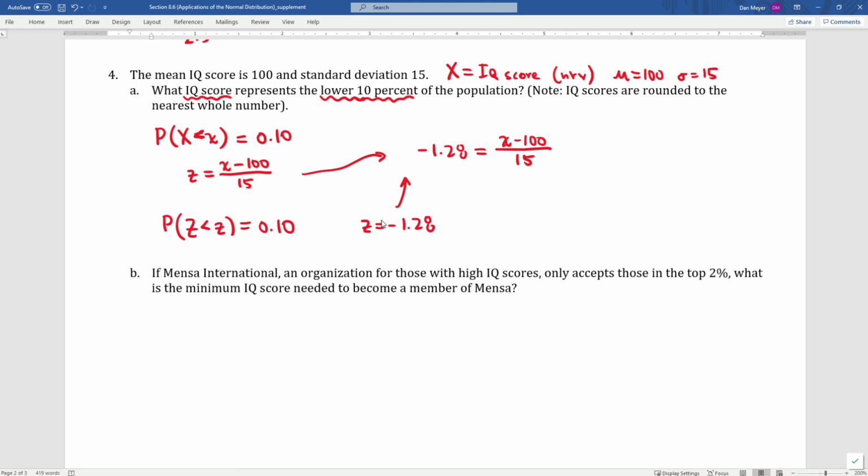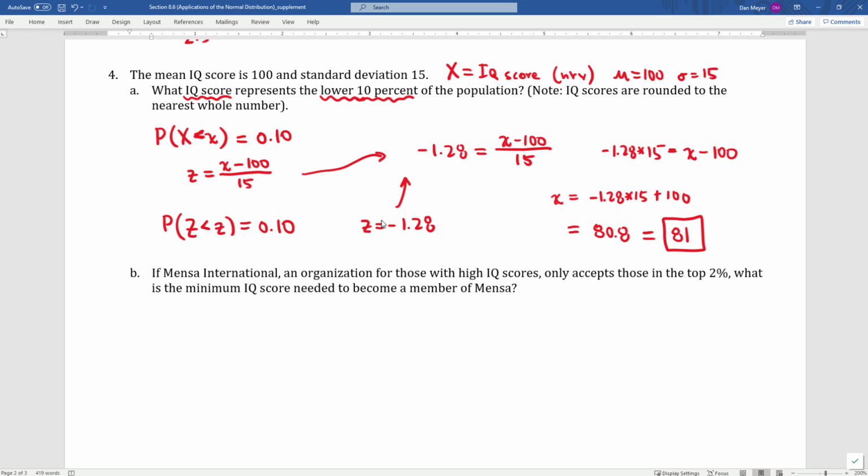We multiply by 15 on both sides. Negative 1.28 times 15 is x minus 100. And then add 100 to both sides to get x is negative 1.28 times 15 plus 100, which will give you an IQ score of 80.8, which, remember, we got to round to the nearest whole number. That would be an IQ score of 81. All right, so 81 would be kind of the cutoff point for the lower 10%. If you get an IQ score of less than 81, then you're in the bottom 10% of the population.